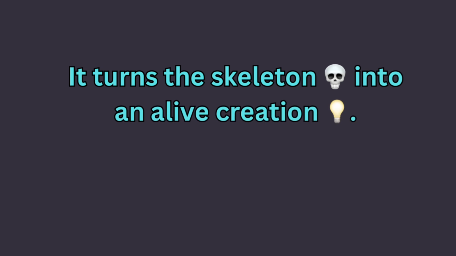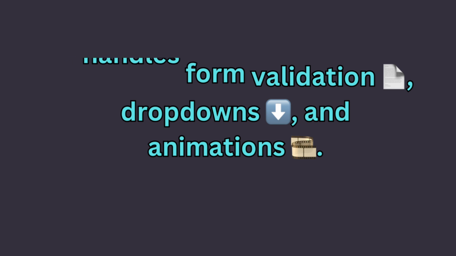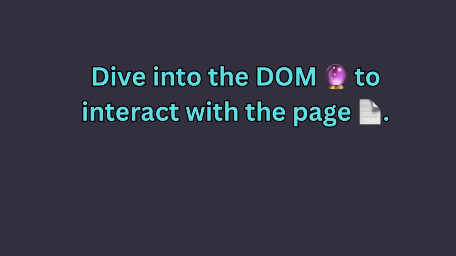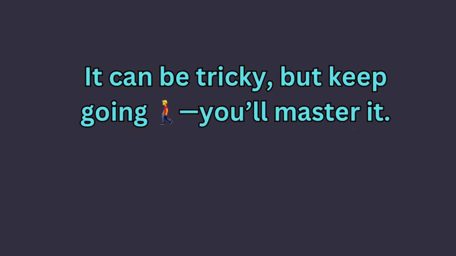Here comes JavaScript. Oh, JavaScript. This is where the website transforms from a skeleton to an alive, interactive creation. It's the magic behind form validations, dropdowns, animations, and all the little things that happen when you click something. You'll need to start by getting familiar with variables, arrays, and objects. Then dive into the DOM, the Document Object Model. This is how JavaScript communicates with the page and says, "Hey button, get ready to party." Expect to spend about 2 months learning the ins and outs of JS. At times, you'll wonder if it's trying to be difficult on purpose, but keep going, you'll master it.